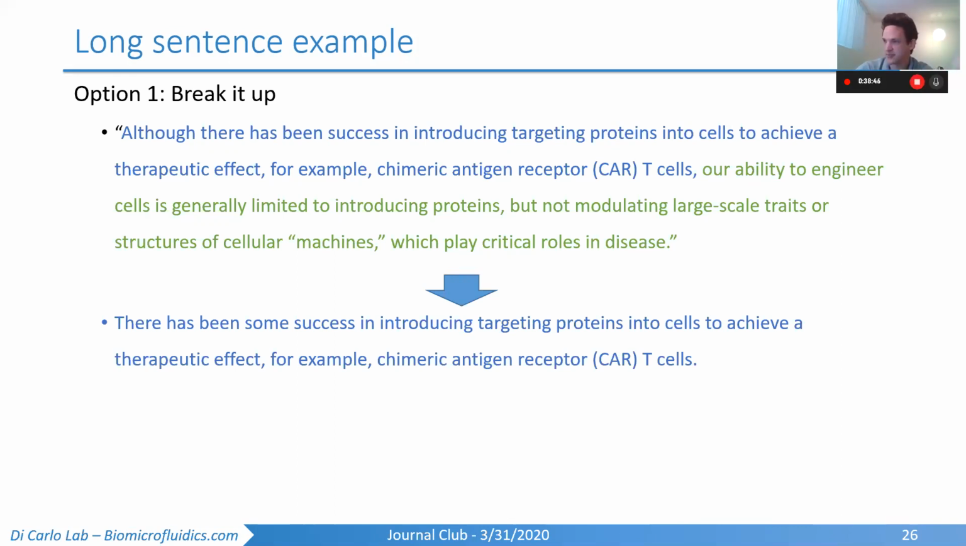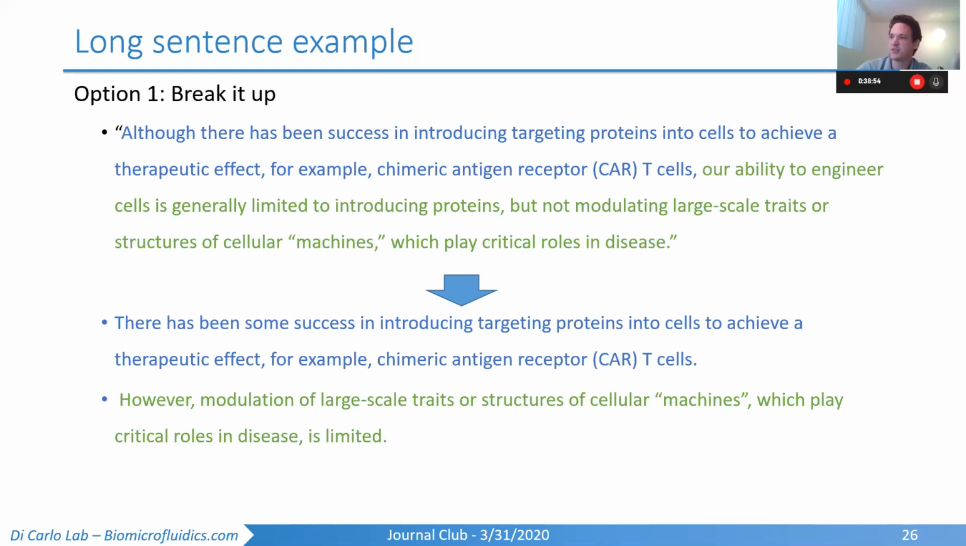There has been some success in introducing targeting proteins into cells to achieve a therapeutic effect. For example, chimeric antigen receptor CAR T cells. However, modulation of large-scale traits or structures of cellular machines, which play critical roles in disease, is limited. So this is just one way you could break this up.